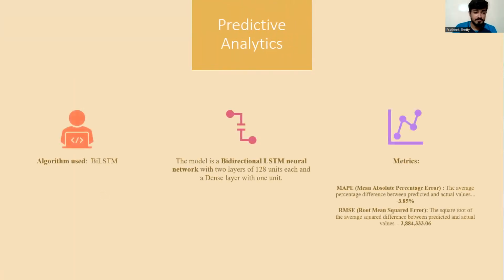Predictive analytics. The algorithm I used is bidirectional LSTM. It's a neural network of RNN type, you can say, with two layers of 128 units each and a dense layer with 1 unit.